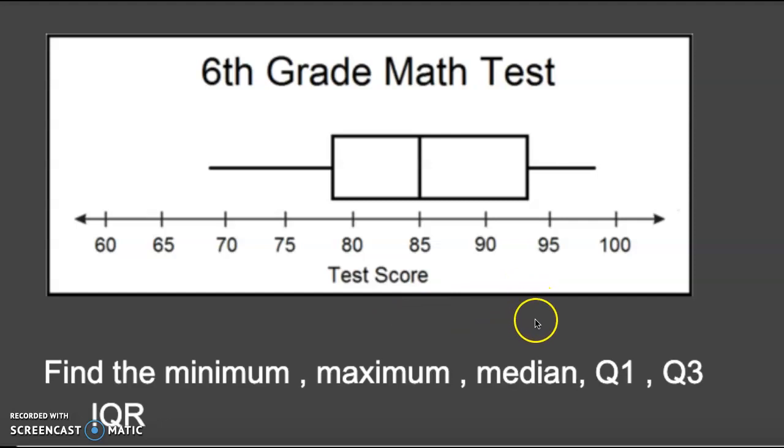Choose the best number for your median and make sure you're writing that on your paper. Which number is the best one for the Q1 and write that on your paper as well. And which one is the best answer for Q3 and put that on your paper. Next, calculate the IQR for this graph.